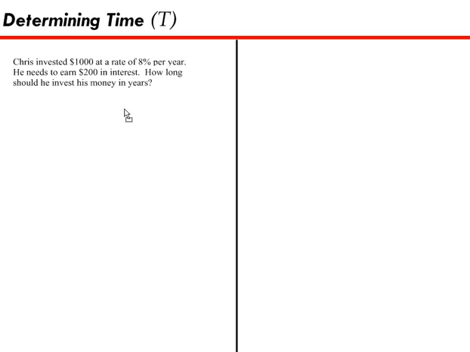Let's have a look at the question we're going to try and solve together. Chris invested $1,000 at a rate of 8% per year. He needs to earn $200 in interest. How long should he invest his money in years?